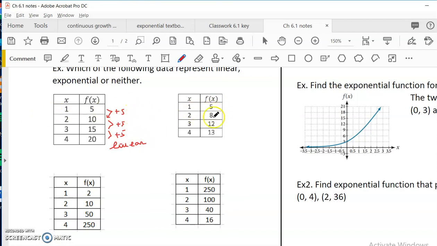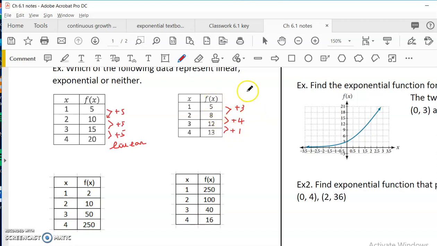Let's look at this one. This seems to increase. So let's look at the increase. This adds 3. Oh, this adds 4, a little bit more. But then this adds 1. So obviously it's not linear, but is it exponential?